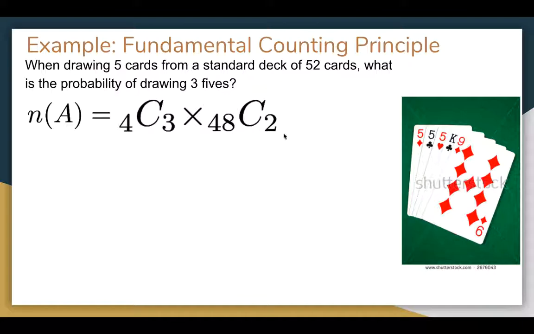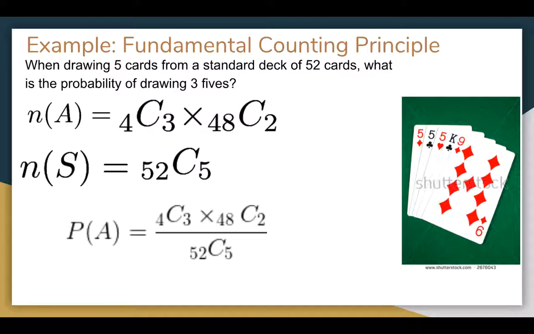This is the part that people usually miss, but it's really essential, because there's not just 4 choose 3 ways of drawing three 5s. There's 4 choose 3 times 48 choose 2, which is actually a lot more ways to draw three 5s, because this king and 9 could be any 2 cards here. And then n(S), with 52 cards and drawing 5, is just the total, which is 52 choose 5. And then you can divide those to get the probability.